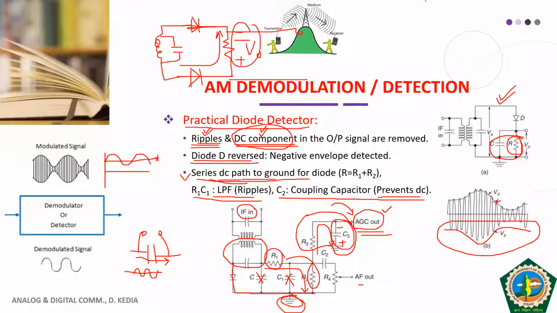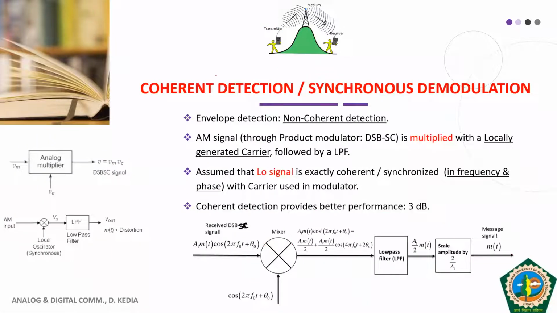So students, after AM demodulation using diode detector, we move to our next topic. And the next topic is coherent detection, or you can say synchronous demodulation. This is a very, very important concept, and very simple also.